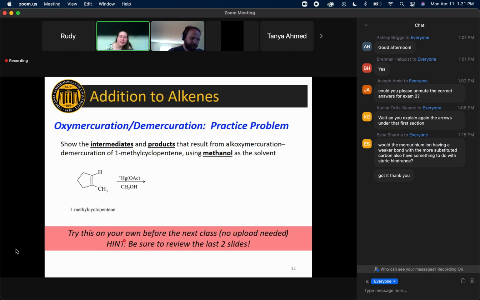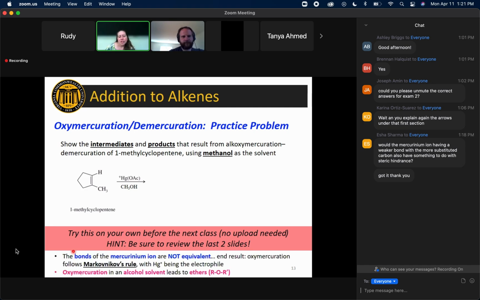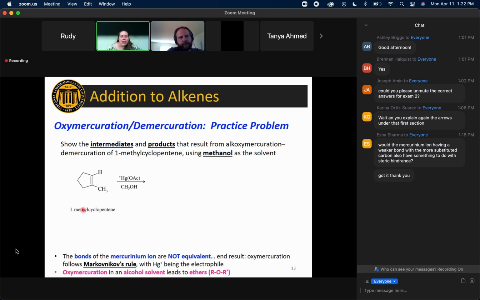And I gave you a hint, right? Be sure to review the last 2 slides. Just as a reminder, over the last 2 slides, here are the things that we've learned. We have learned that the bonds of that mercurinium ion are not equivalent, and that because the bond between carbon and mercury on the more substituted side is weaker, that is where the oxygen is going to attack. We've also learned that if you do oxymercuration in an alcohol solvent, you generate an ether instead of an alcohol. So let's apply those 2 things and try to answer this question together.